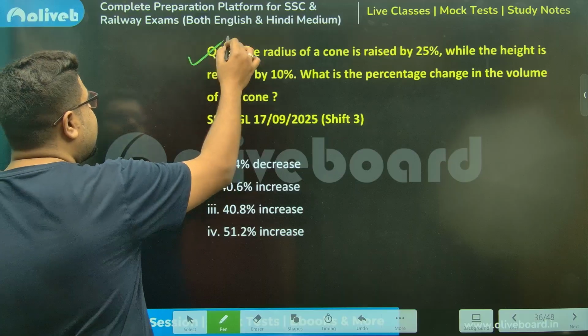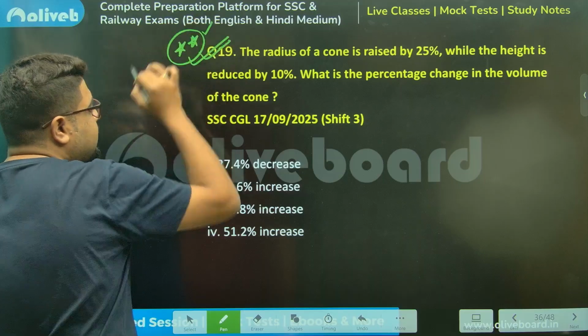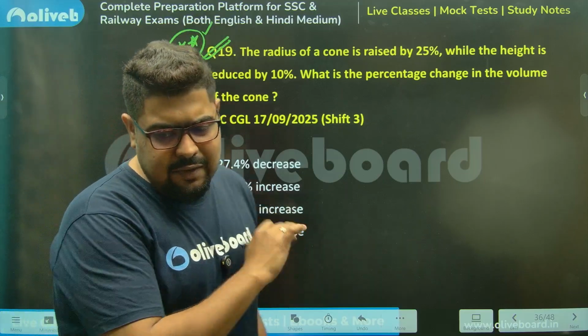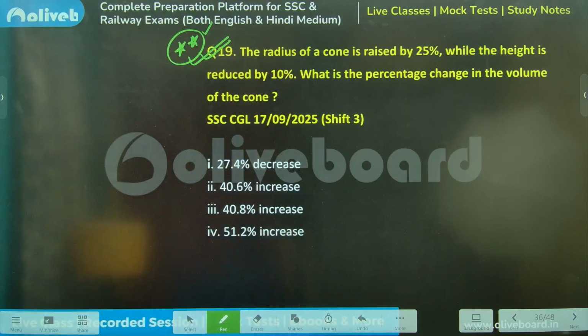Radius of a cone. Again, it's a brilliant question. Again, it's a new type question. Please solve. I'm not giving you a timer. Take a minute's time, everyone. We'll discuss then.